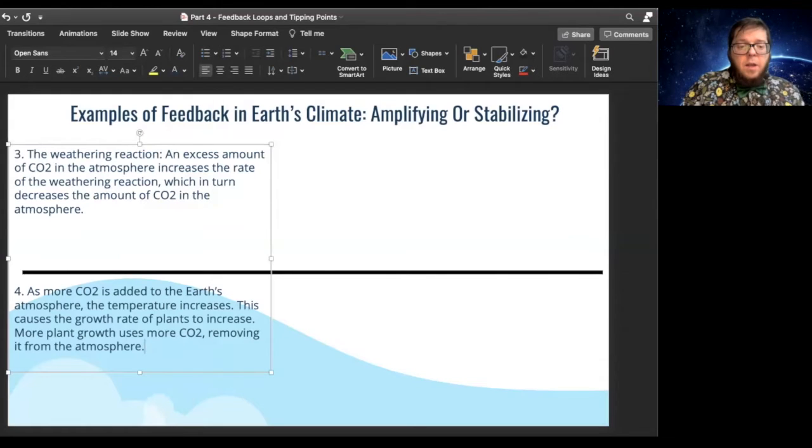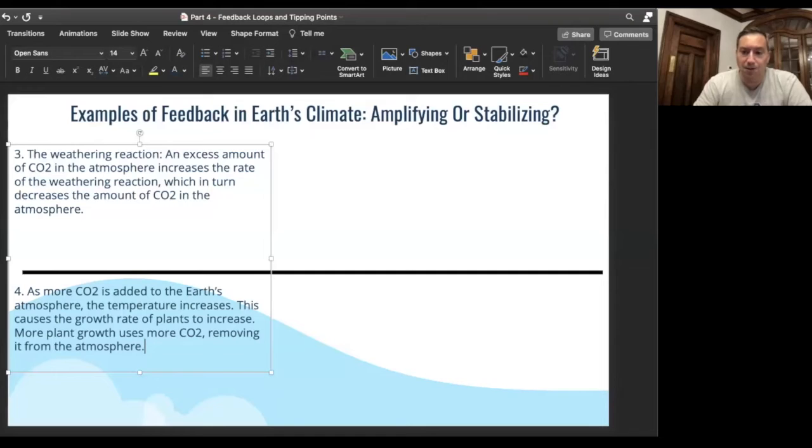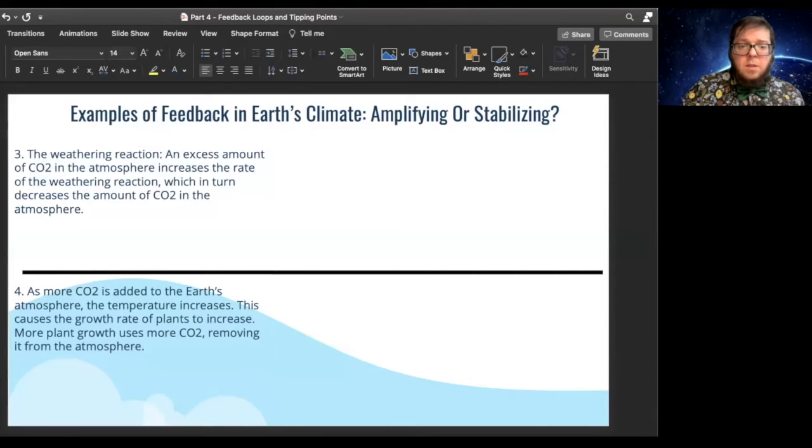Here's another one. As more CO2 is added to the Earth's atmosphere, the temperature increases. This causes the growth rate of plants to increase. You know, plants like a warm, humid environment, or at least some plants do. More plant growth will use more CO2, removing it from the atmosphere. Amplifying or stabilizing? Stabilizing also. Here are the flow charts for that one, right?